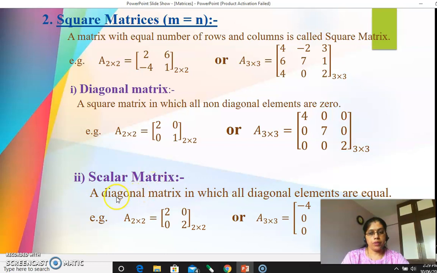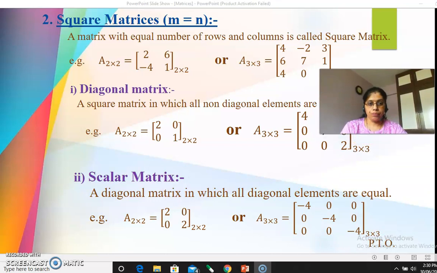The second type of square matrix is the scalar matrix. A scalar matrix is a diagonal matrix in which all diagonal elements are equal. Now this is a scalar matrix. So for a matrix to be a scalar matrix, first of all, it should be a diagonal matrix. Then the additional condition is that all diagonal elements are equal.